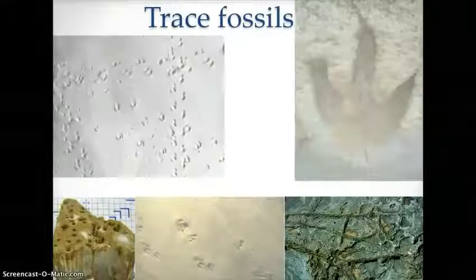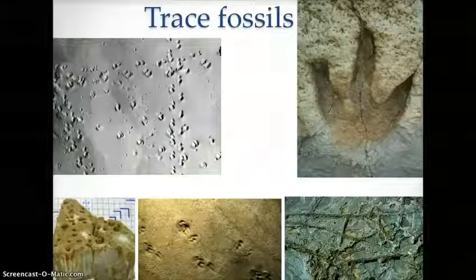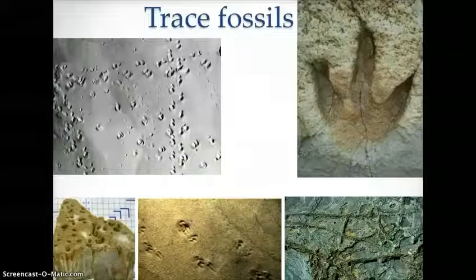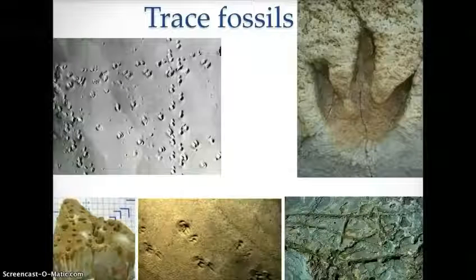These three fossils show footprints. They are trace fossils, but they are also molds. These two fossils show trail marks or burrows.